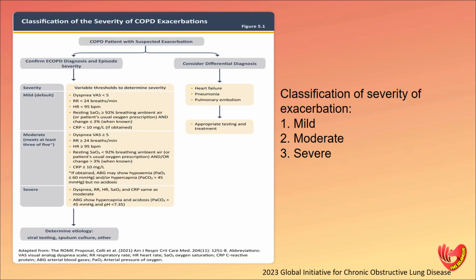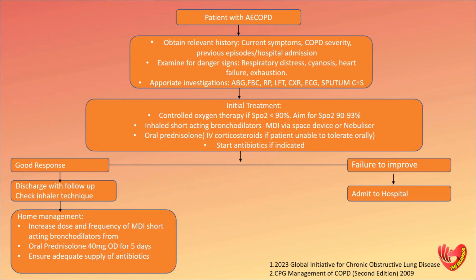The slide shows the classification of severity of COPD exacerbations. According to the algorithm, patients with COPD need to have relevant history obtained and be examined for danger signs with appropriate investigations. Initial treatments such as oxygen therapy, inhaled short-acting bronchodilators, oral corticosteroids and antibiotics should be started if indicated. Failing to improve, the patient needs to be referred to hospital for admission.